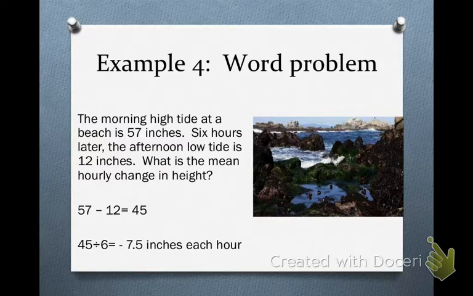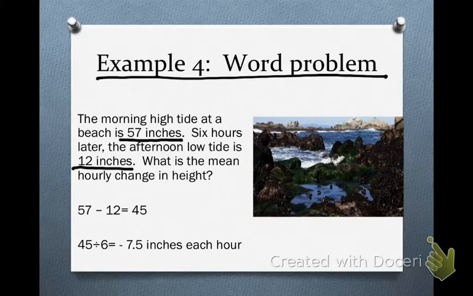All right, word problem. So let's look at this word problem. You don't need to copy this down. Just copy down example 4, word problem. And let's look at this. The morning high tide at a beach is 56 inches. It's a positive. 6 hours later, the afternoon low tide is 12 inches. What is the mean hourly change in the height? So remember, mean is kind of the average height change.